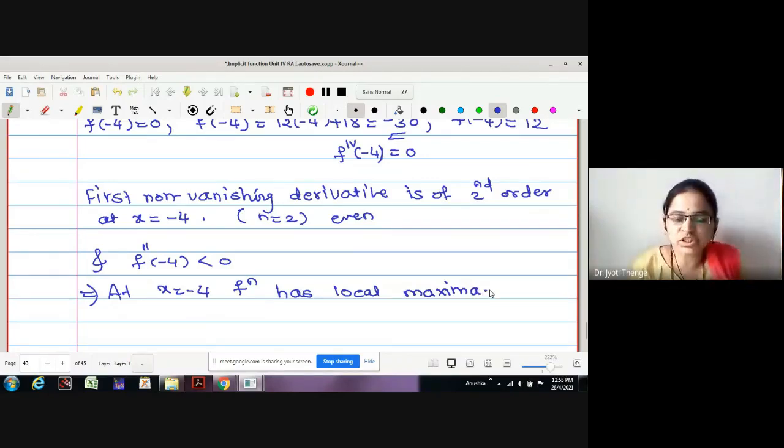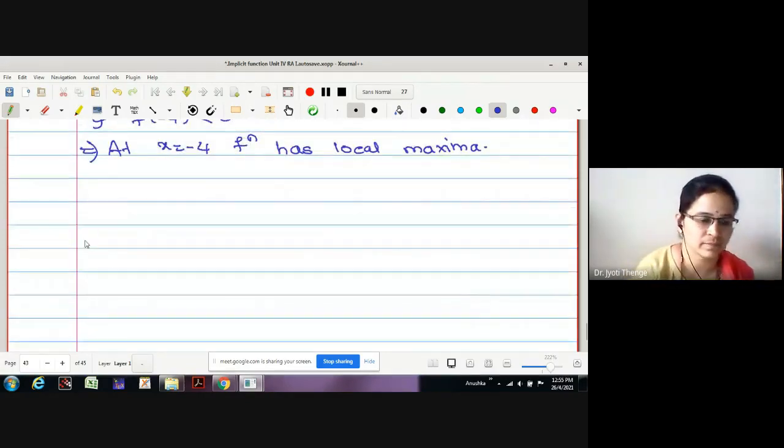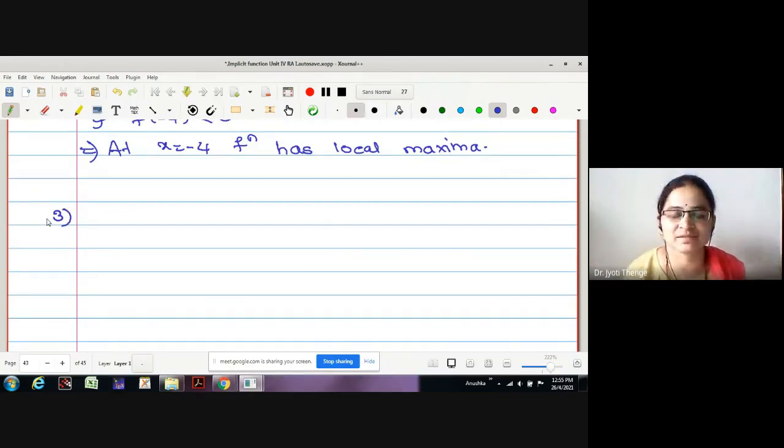What is the method to check global maxima? Find out all the local maximas. Whichever is the maximum value will be the global maxima. Correct? As easy as that.